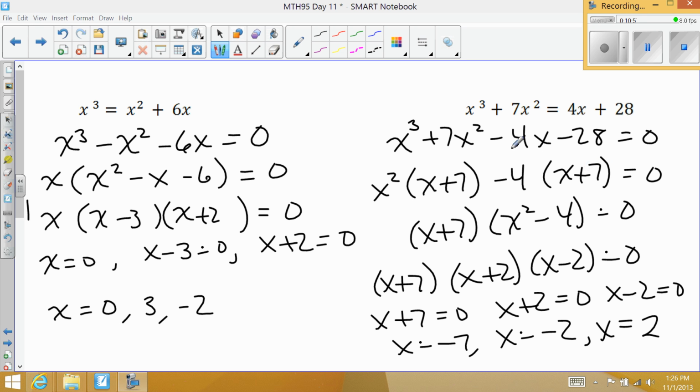Once we have that common x plus 7, we can factor it out. And then notice what's left. x squared subtract 4 is the difference of squares. So this can also be factored to x plus 2, x subtract 2. Now I have 3 factors. Set each of the 3 factors equal to 0 and solve, and I get my 3 solutions. We'll continue this next section on another tape.